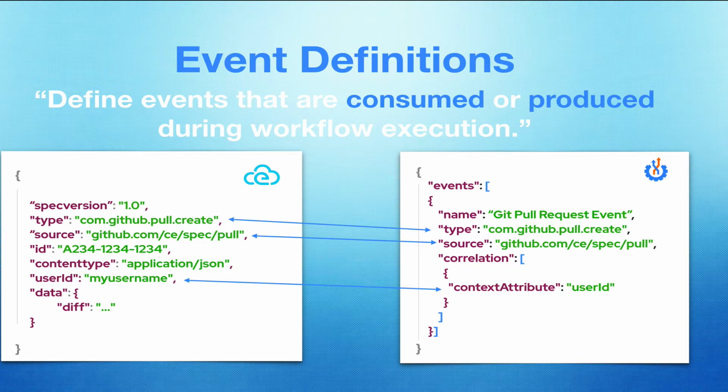In order to start utilizing events during our workflow execution, we have to define them. Events can either be consumed or produced by our workflows. And here you can see that with Serverless Workflow, we have a direct one-to-one mapping between how these events are expressed with the CloudEvents format and also how they're defined within your workflow using the Serverless Workflow language. When correlating events, again, we utilize the CloudEvents format and particularly their context attributes.